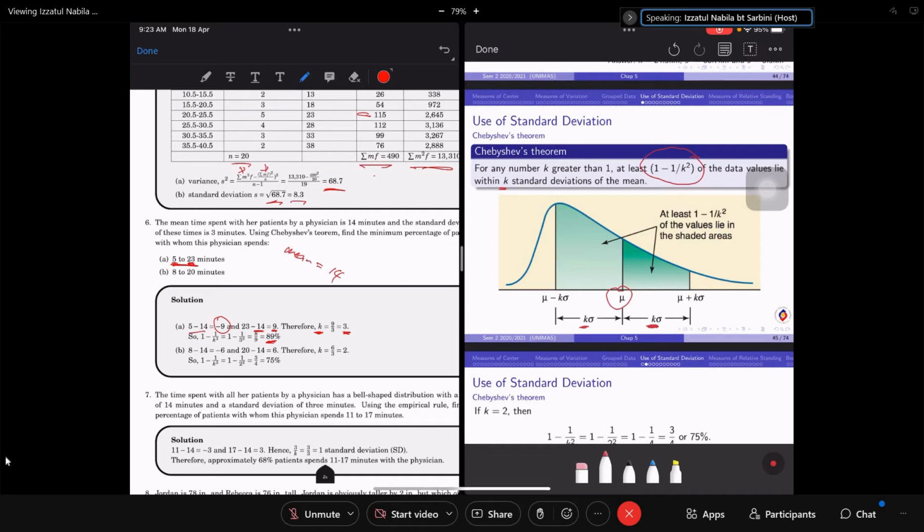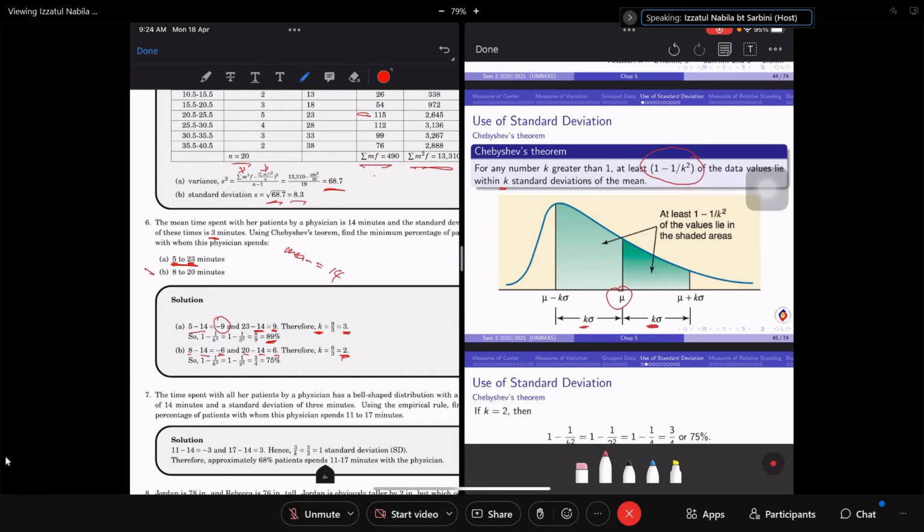How about B? We want to calculate the percentage of her patients who spend from 8 to 20 minutes. Similar, so you have 8 minus 14, you get negative 6. 20 minus 14, you get 6. And your K now is, you divide by the standard deviation, which is 3. So your K now is 6 over 3. So two standard deviations from the mean.